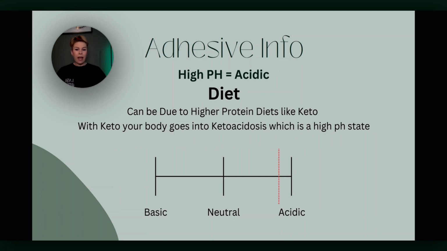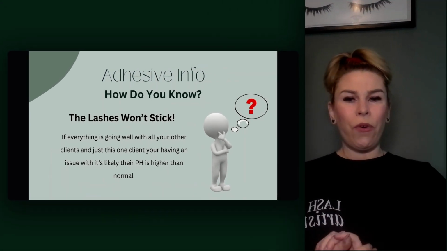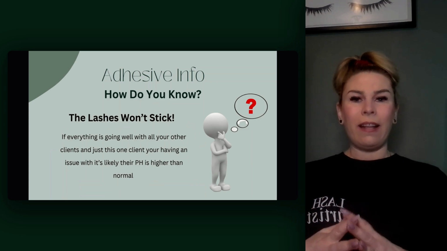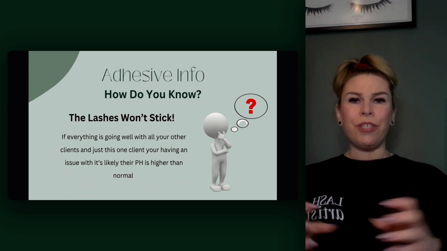For diet, this can be due to higher protein diets such as keto. So, with keto, your body goes into a state of ketoacidosis. Again, acid, which is high pH. Okay. So, how do you know when the client is in this high pH?